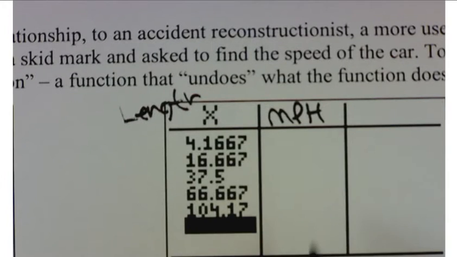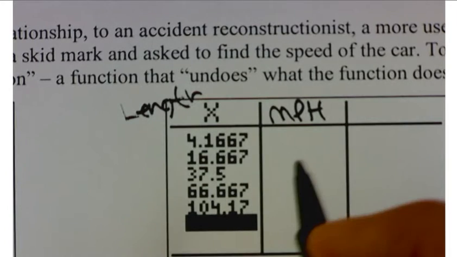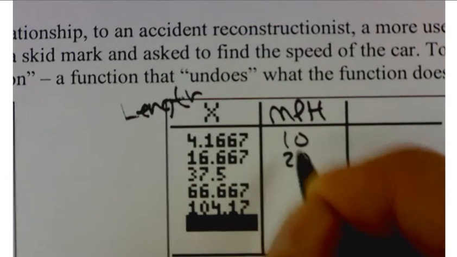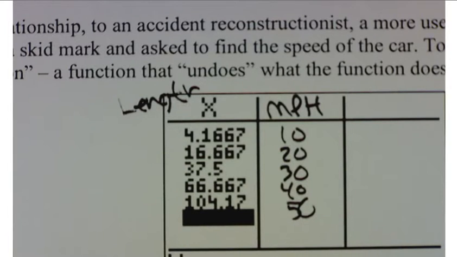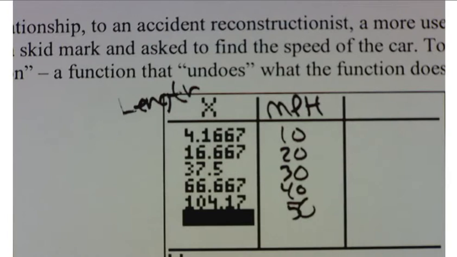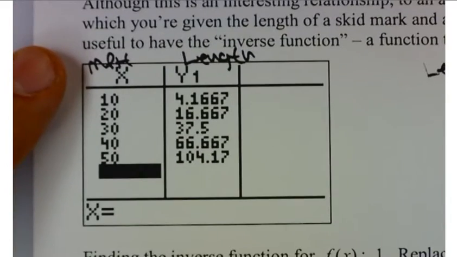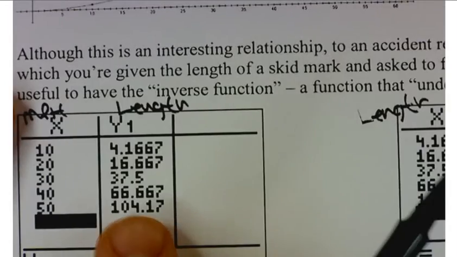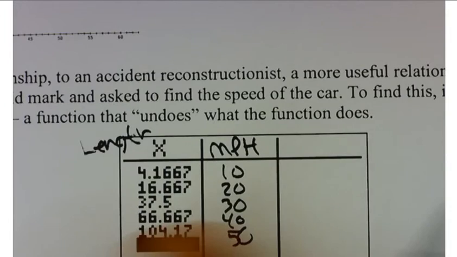So what numbers would I want here from this new imaginary function? 10, 20, 30, 40, and 50. I want to reverse this. I want to know what undoes this. So I start out with the length and come up with the miles per hour. On the one hand, you've got a function, and on the other hand, you've got the inverse function. The inverse function takes the output from here and gives you its input. So you're reversing those roles. You're switching them around.